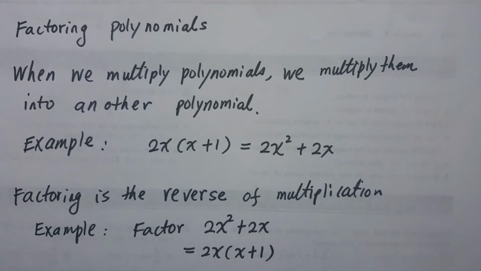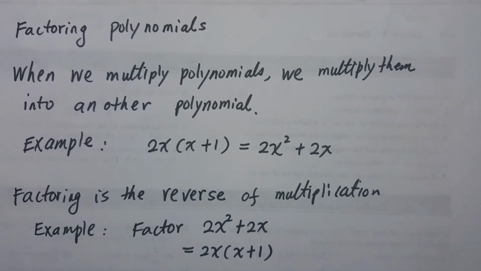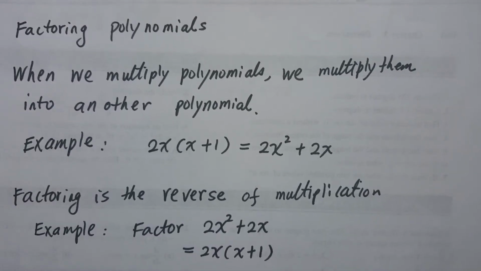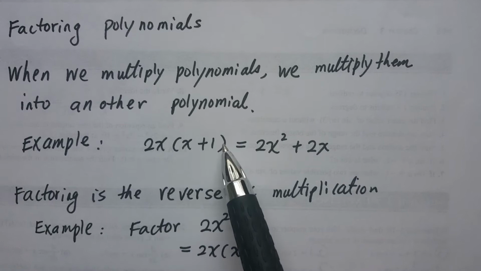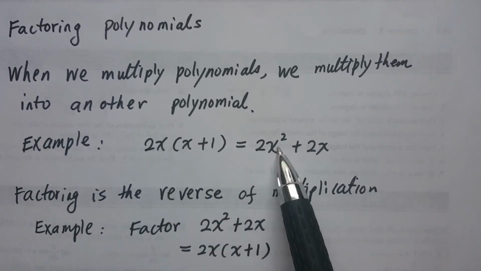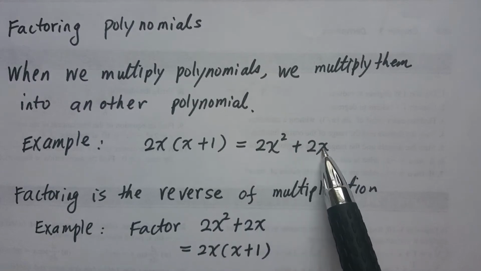Hi, today's topic is factoring polynomials. When we multiply polynomials, we multiply them into another polynomial. For example, 2x parentheses x plus 1, we multiply it. 2x times x is 2x squared. 2x times 1 is 2x.